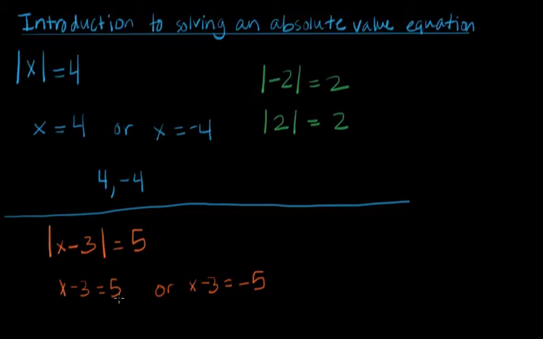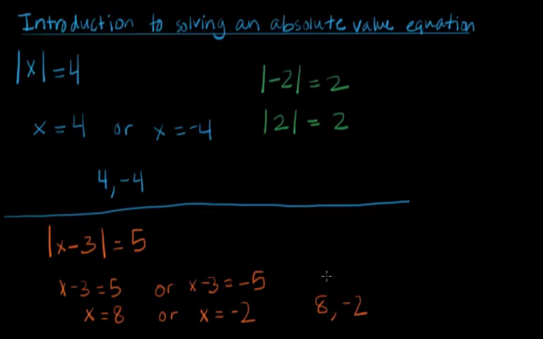So here we would add 3 to both sides, so x equals 8, or here we would add 3 to both sides, so x equals -2. So the two answers in this case would be 8 or -2. And those would both be possible answers.